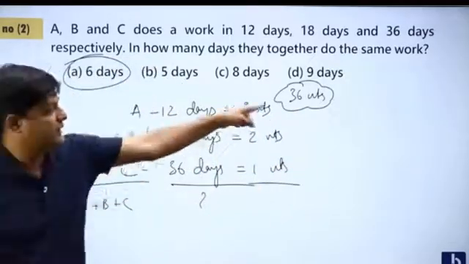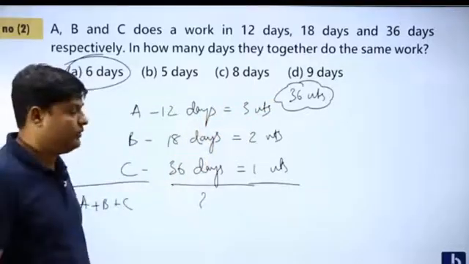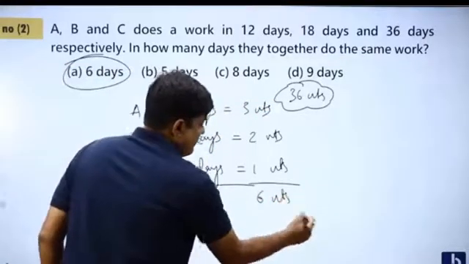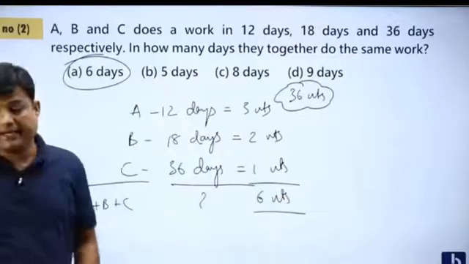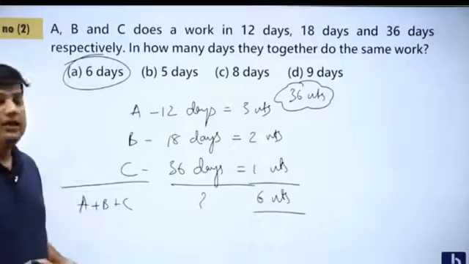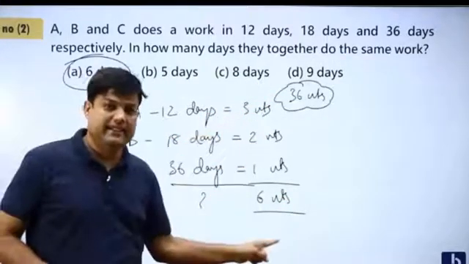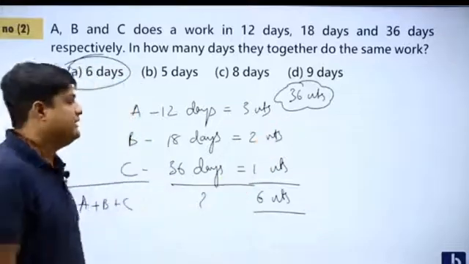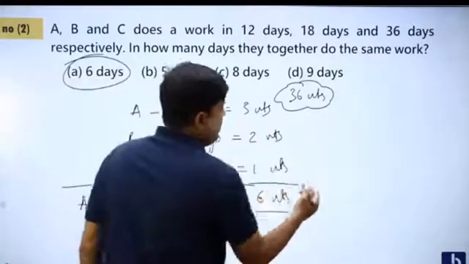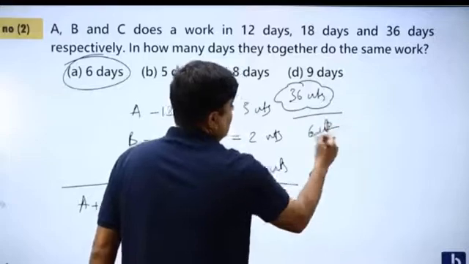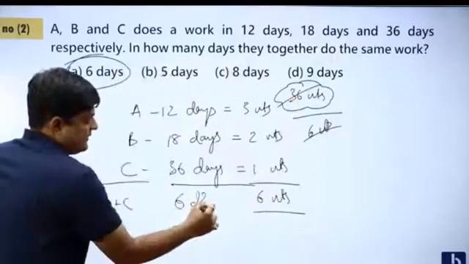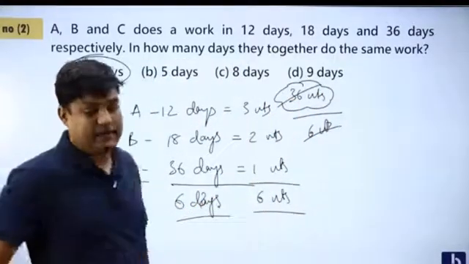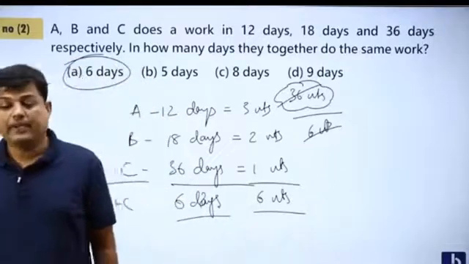How? We have to divide this by this by this. Together they will do 6 units. That's it. Are you understanding everybody? Okay. So 36 units, 6 days. When 36 units, daily 6 units, so definitely it will take 6 days. The answer, as you all know, is option A. Are you understanding everybody? Yes or no?